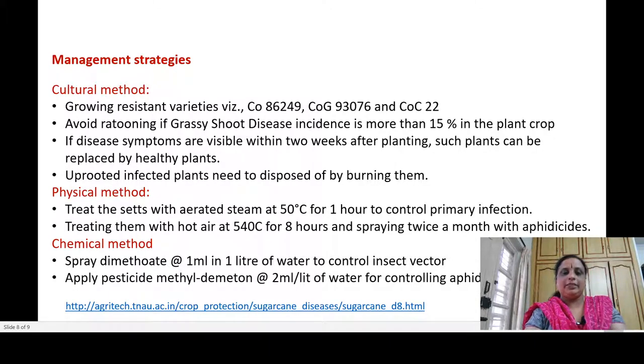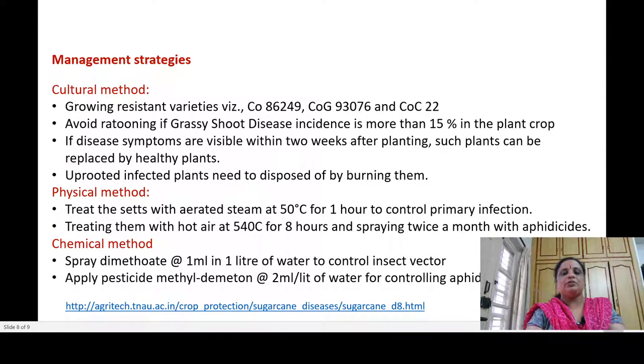And there are physical methods of controlling this disease. Treat the sets, that is the planting material, with steam at a temperature of 50 degrees Celsius for 1 hour to control primary infection. Or treat them in a hot air oven at 54 degrees Celsius. Please make a note, it is 54 degrees Celsius, not 540. It is 54 degrees Celsius for 8 hours, and spraying twice a month with aphidicides, that is, to control aphids.